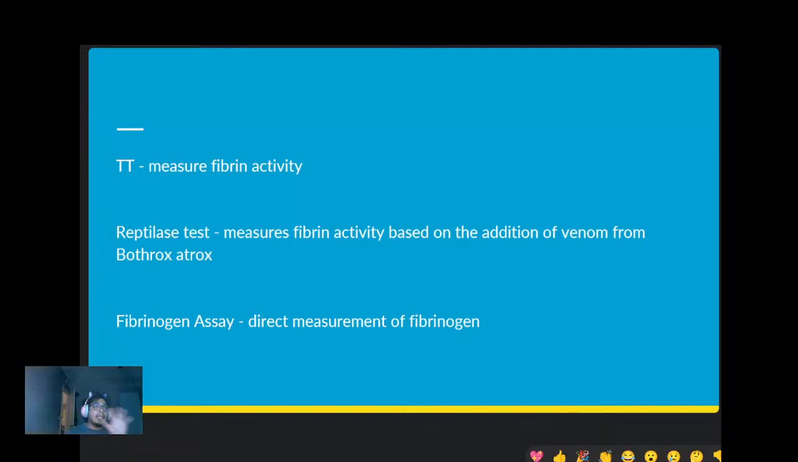Okay? Thrombin time measures the fibrin activity. The reptilase test is a specialized test used to measure fibrin activity based on the addition of venom from a snake, Bothrops atrox. Okay? The fibrinogen assay is the direct measurement of fibrinogen. Okay? Next, let's go to the next slide.